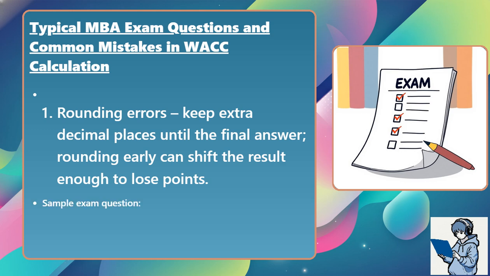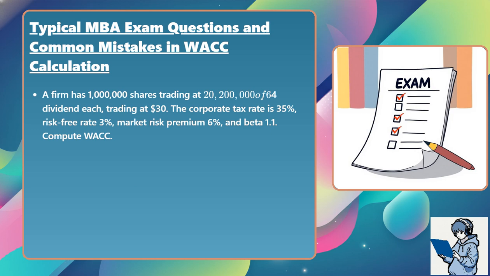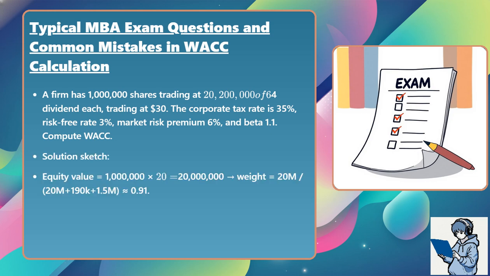Sample exam question. A firm has 1 million shares trading at $20, 200,000 of 6% bonds priced at $95, and 50,000 preferred shares paying $4 dividend each, trading at $30. The corporate tax rate is 35%, risk-free rate 3%, market risk premium 6%, and beta 1.1. Compute WACC. A solution sketch. Equity value equals 1 million times $20 equals $20 million. Weight equals 20 million divided by the sum of 20 million, 190,000, and 1.5 million, approximately 0.91.